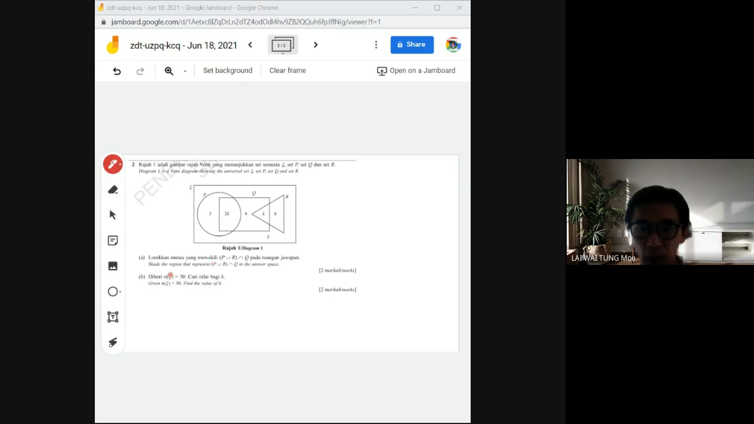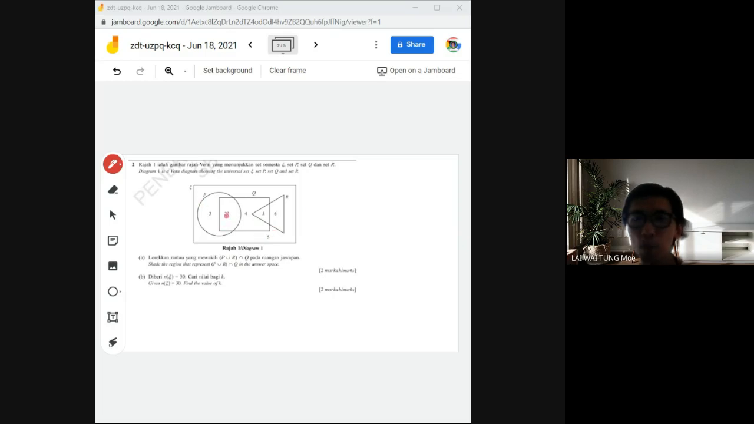Okay. The first question: shade the region that represents P union R intersect with Q. When you do the shading part, always number each area of the Venn diagram first. For this case, it is already numbered for you: 3, 2K, 4, K, 6, and 5. But we will ignore the 5.